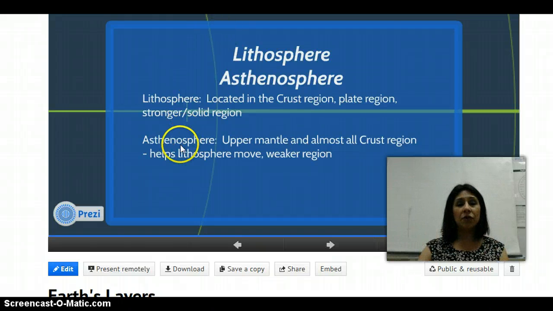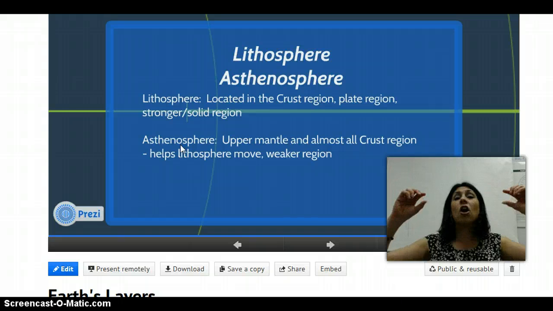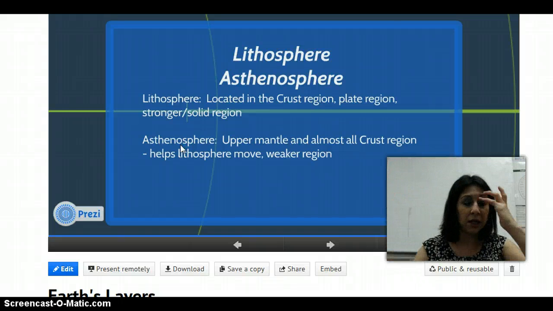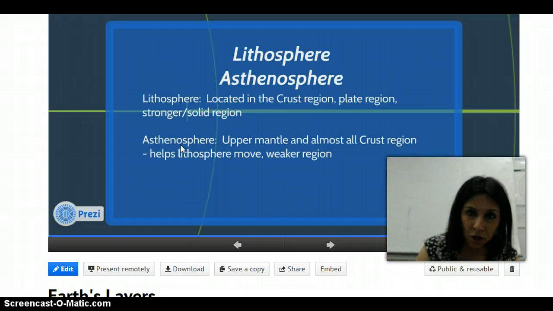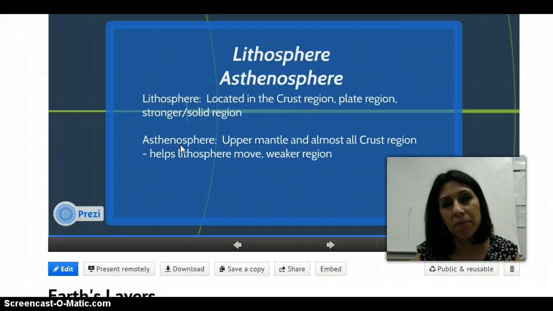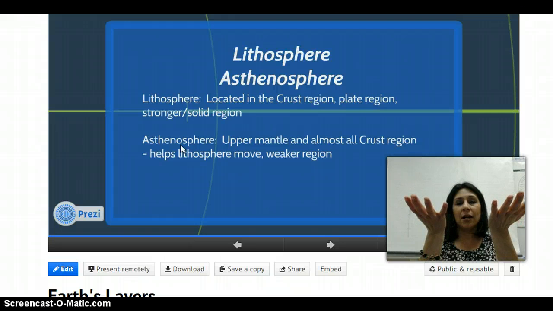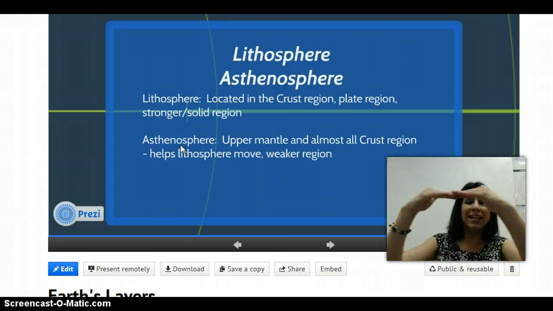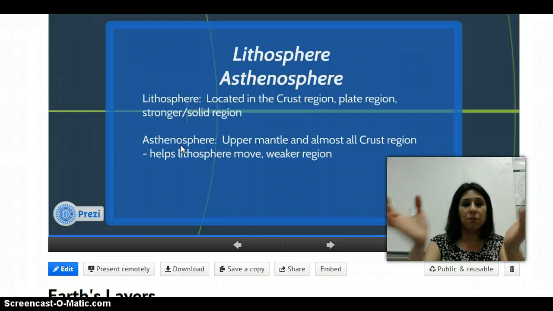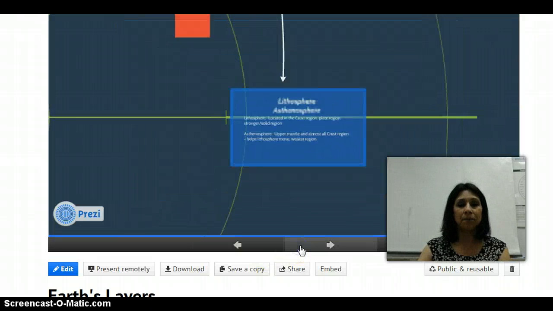The asthenosphere is located on the upper mantle and almost all of the crust region, okay? The asthenosphere helps the lithosphere move. It is that cushion that I told you about that is responsible for whenever the plates move. That little cushion is the one that moves it, and that is the asthenosphere.